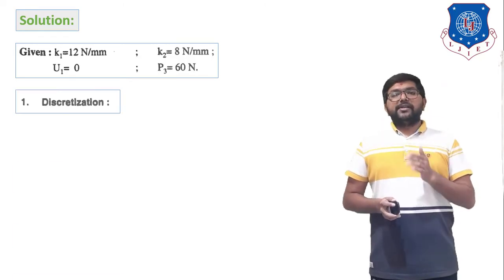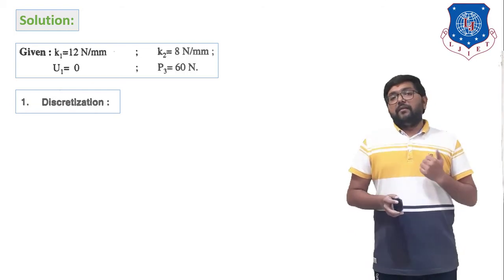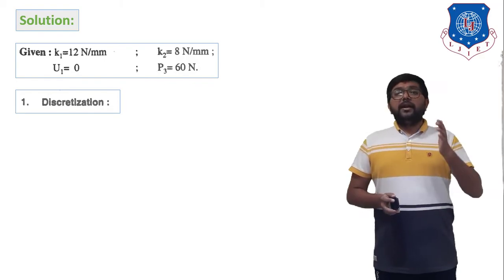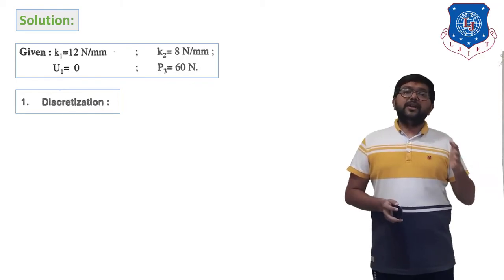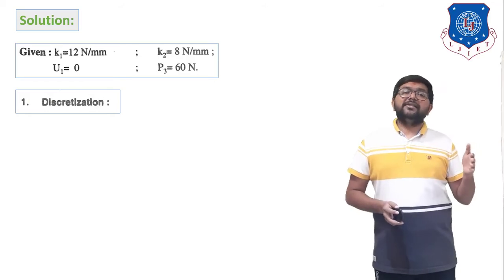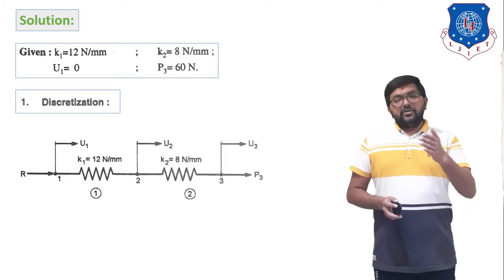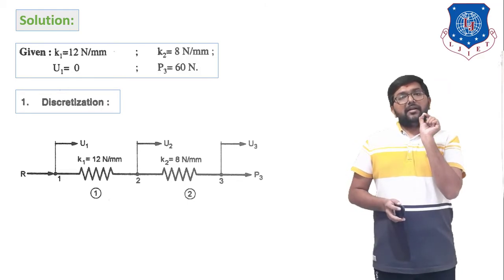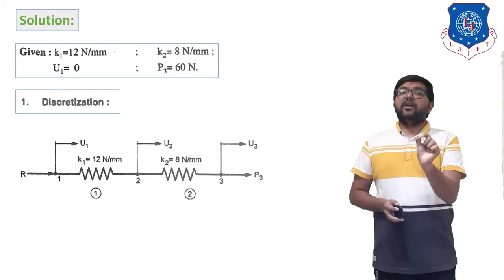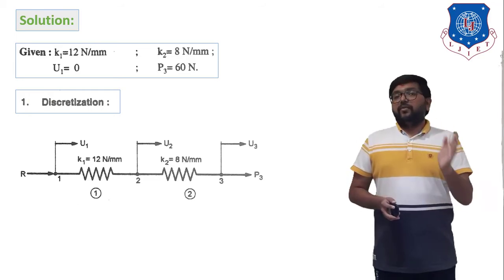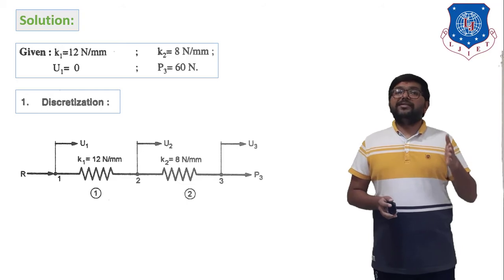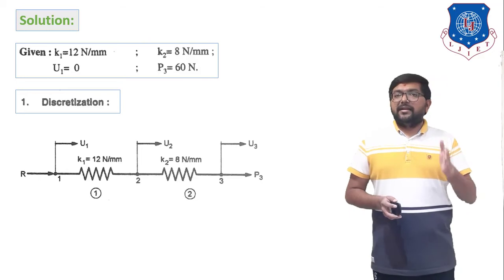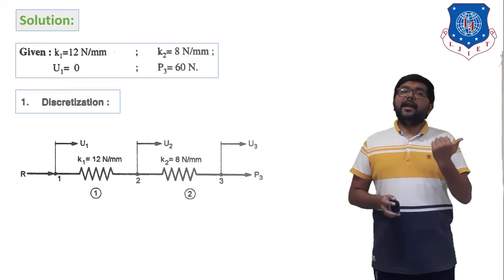Okay. Now step number 1, discretization. You all know the meaning of discretization: we divide an object into a number of finite elements. That is the process called discretization. So this is the figure. Now the first node is fixed. Whenever a node is fixed, a reaction force is considered at that node, because a reaction force is always applied at a fixed support. So in this numerical, node number 1 is fixed, which means a reaction force is generated at node number 1.